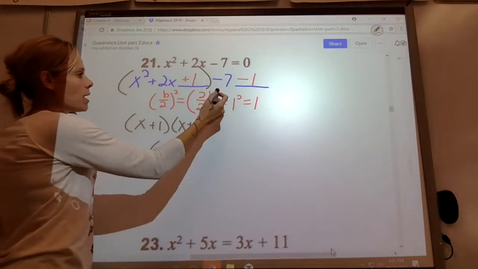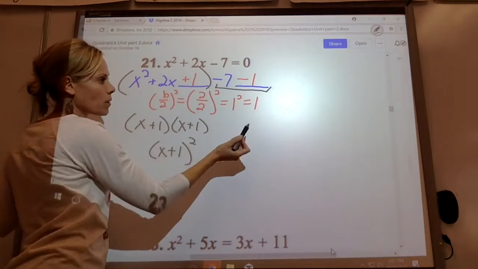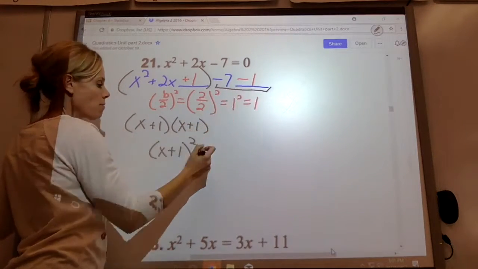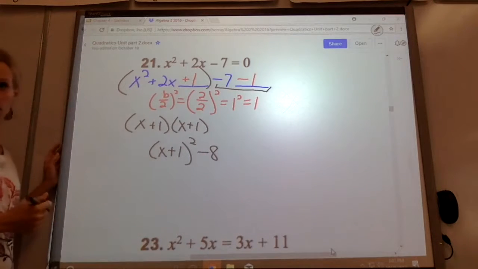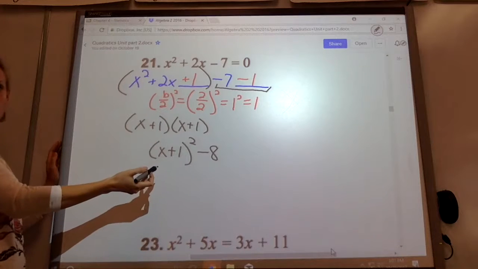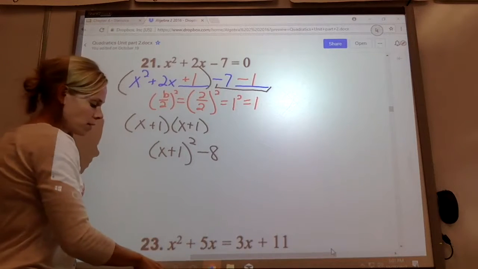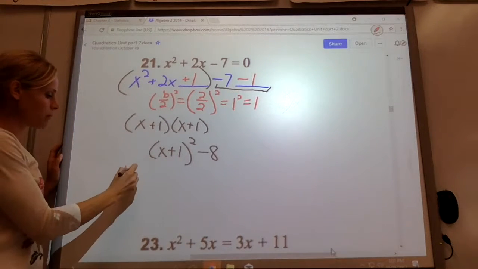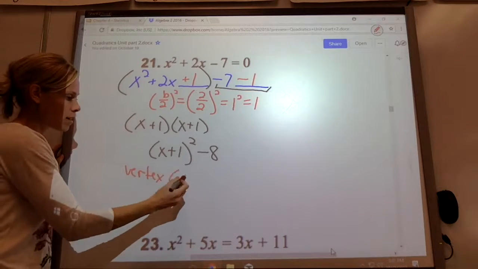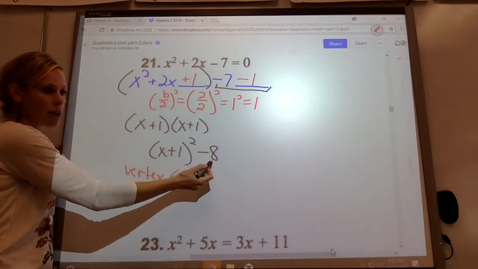And then I need to combine my terms out here. Don't forget about those. Negative 7 minus 1 is negative 8. And then I get vertex form. Standard form became vertex form. And then from here, what are the important parts? Well, my vertex is important. I went 1 to the left, 8 down.